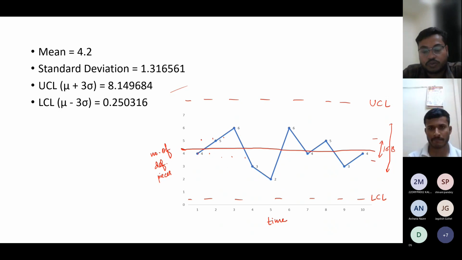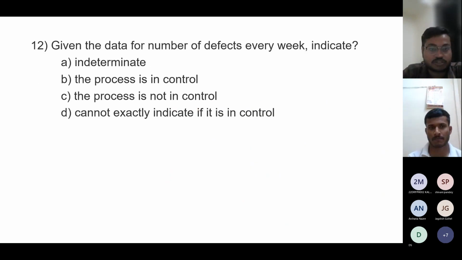Okay. So in one of the videos, I had given a set of 7 rules. You need to learn all those 7 rules and try to plot these and see if one of those rules is violated. In that case, the process is not in control, and we need to check if there is some issue with it.